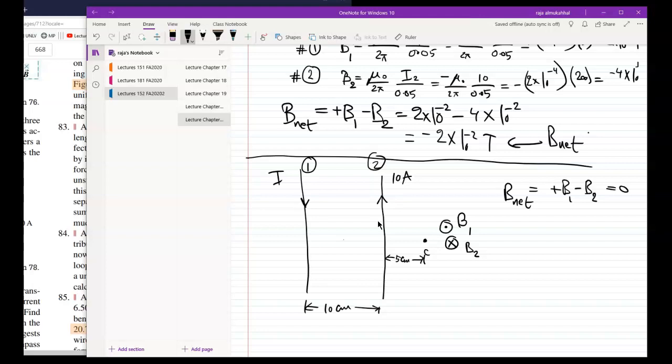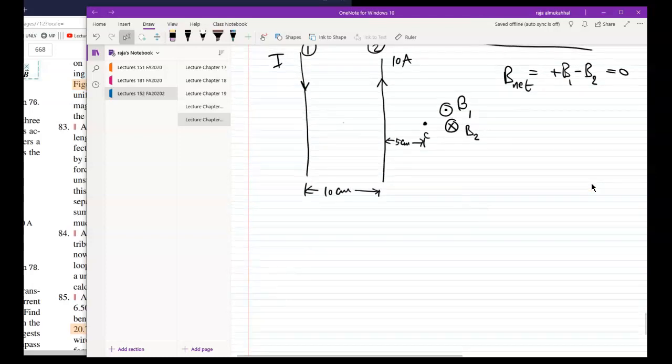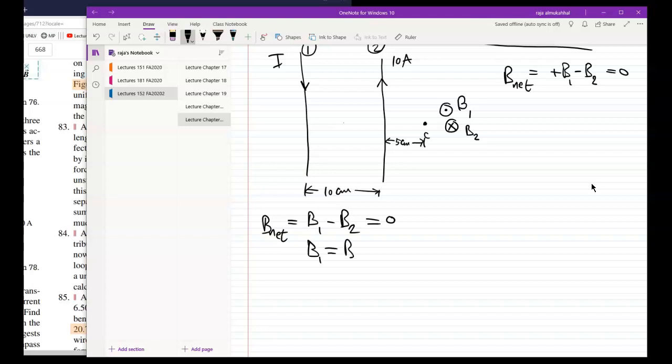Okay? With this information, hopefully it will allow me to find the value of I. I is not given to me. You see what I'm saying? So okay, let me rewrite this equation again below the figure right here. So we have B net is equal to B1 minus B2 equals 0. That makes it B1 equals B2.